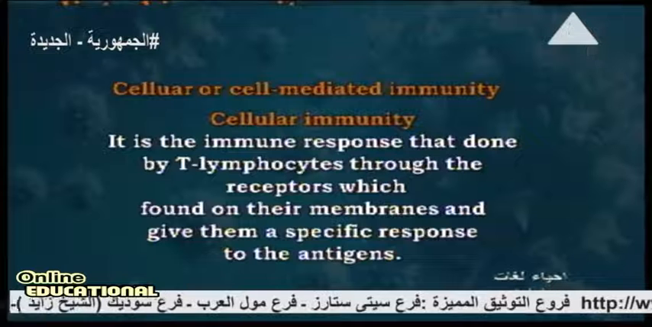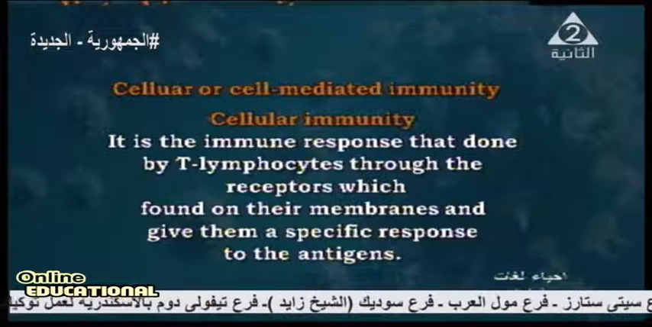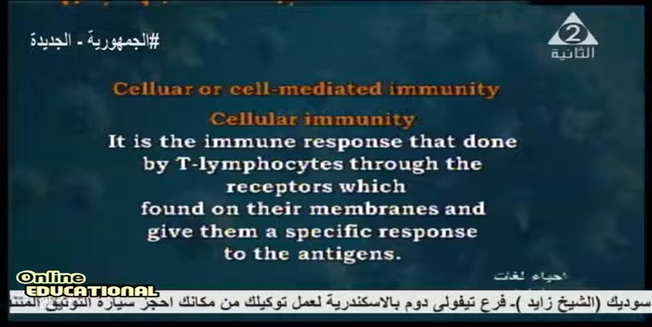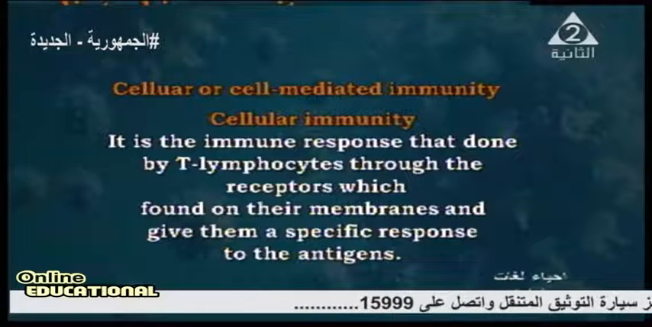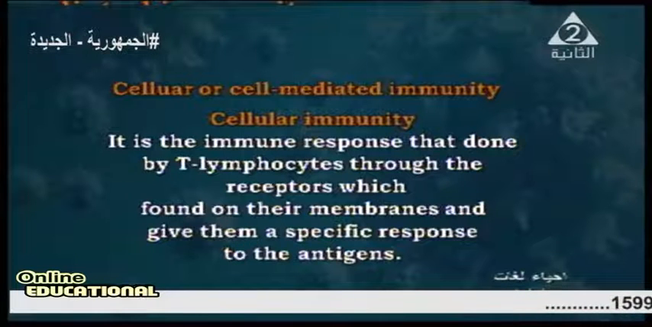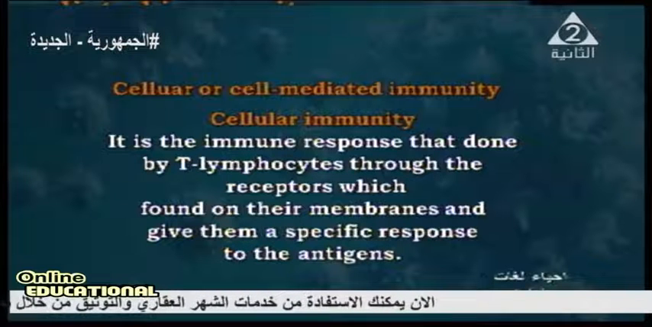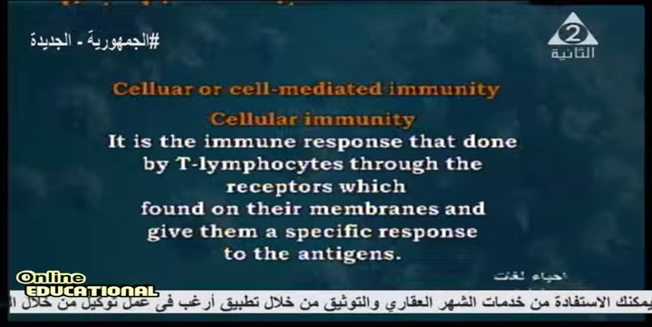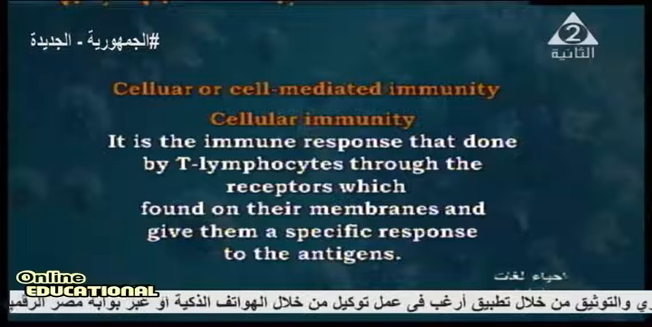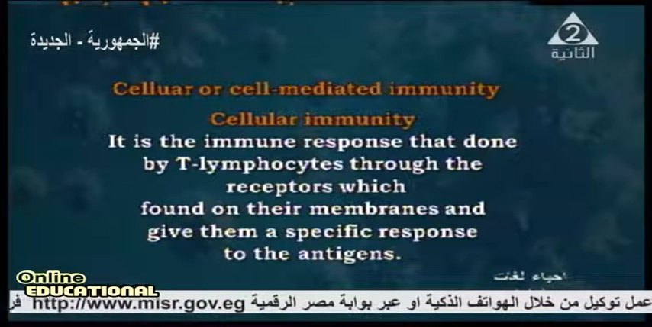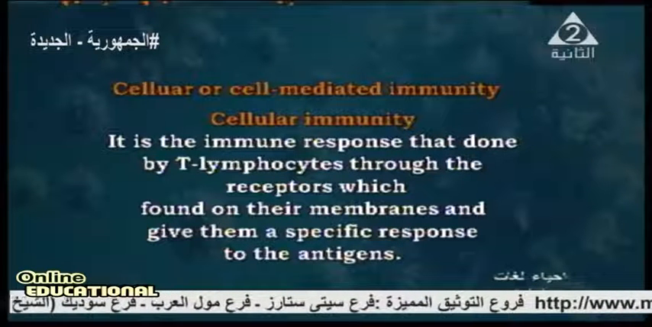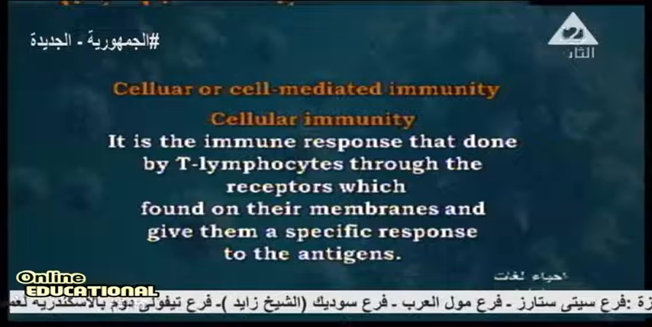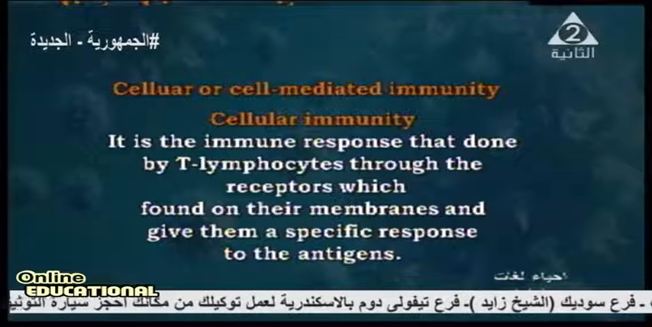Cellular or cell-mediated immunity. Cellular immunity is the immune response carried out by T lymphocytes through the receptors found on their membranes, which give them a specific response to the antigens. This means that there is another type of immunity besides humoral immunity. There is cellular immunity.